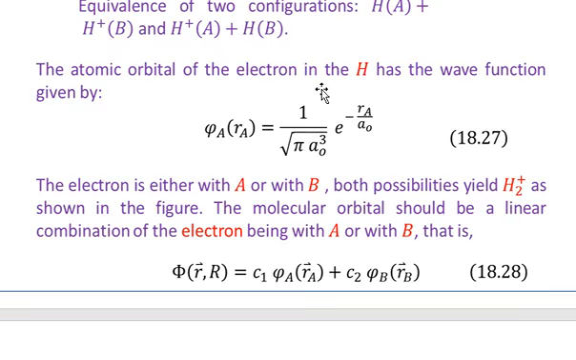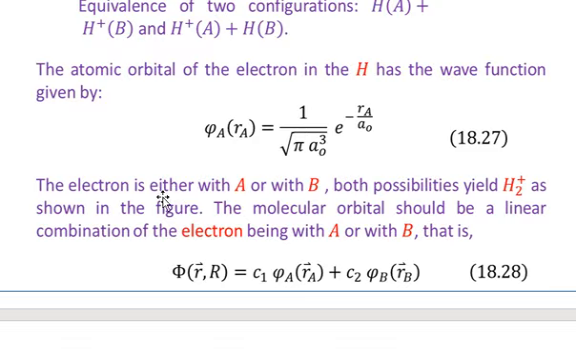The atomic orbital of the electron in the hydrogen atom has the wave function given by the following. So you see that we can write down the atomic orbital of the electron in the hydrogen atom. This is a hydrogen atom where we have the electron connected to the nucleus. For such a hydrogen atom, the atomic orbital is given by equation 18.27. So phi A as a function of rA is equal to 1 over the square root of pi a0 cubed, times e to the power minus rA over a0, where a0 is the Bohr atomic radius.